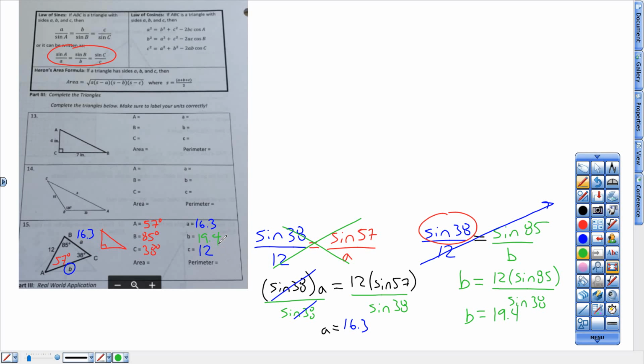All right, to find my perimeter, all I have to do is add up those three numbers. So 16.3 plus 19.4 plus 12 gives me about 47.7. To find the area though, I'm forced to use this guy right here. So first find S. S I get by adding all those pieces and dividing by 2.